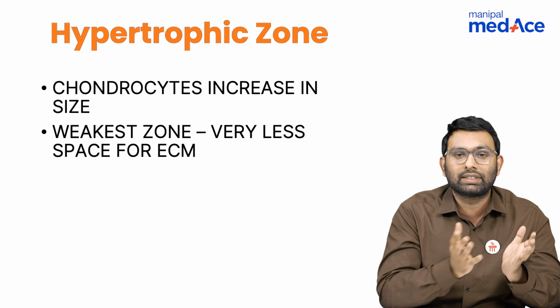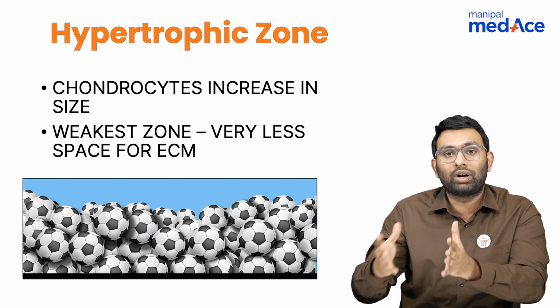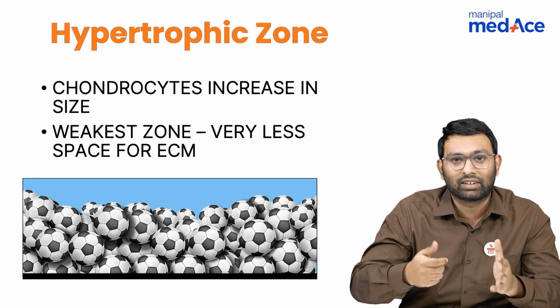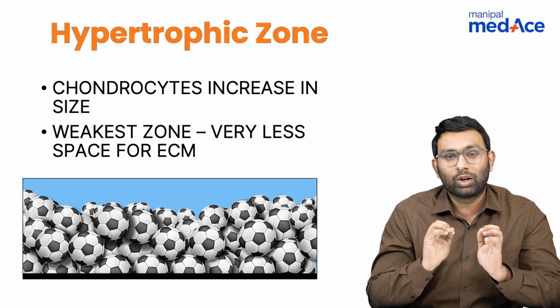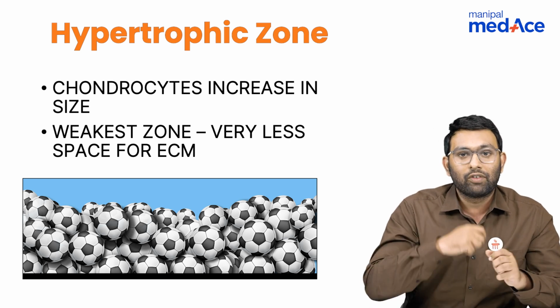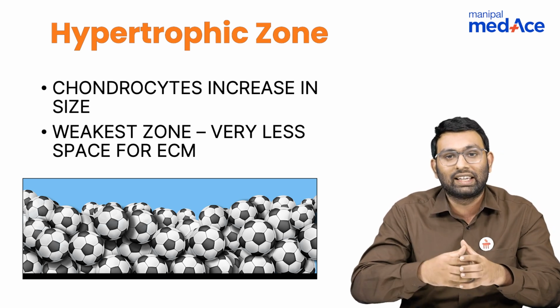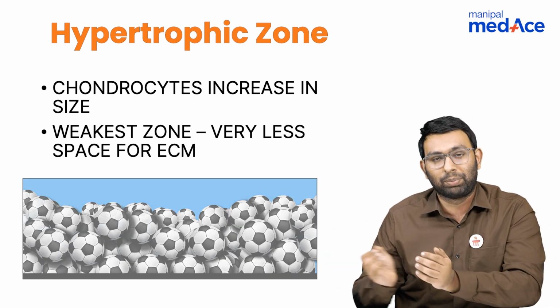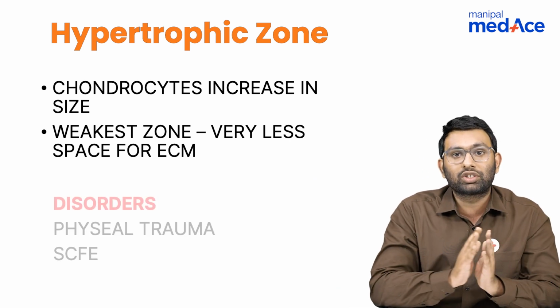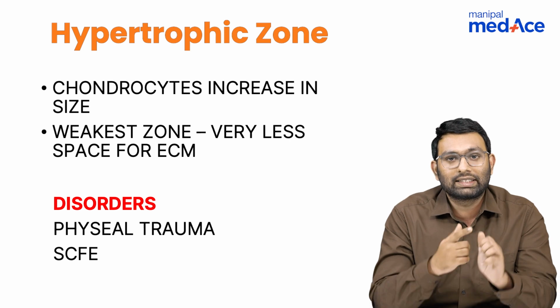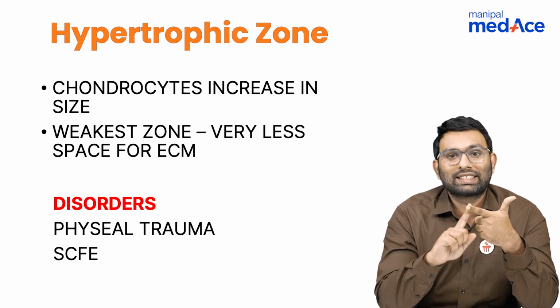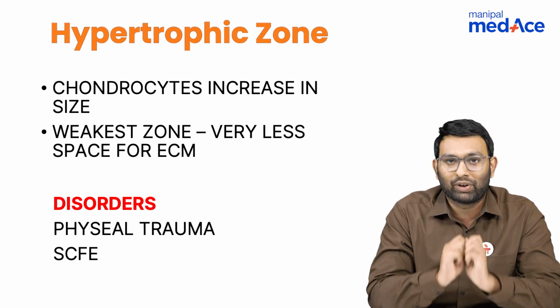And how can you remember this? You can remember this as a football template that has been filled with air. It is getting inflated. Now what can go wrong here? In this phase, whenever you're filling air to a football, it can either burst or it can slip away. And similarly, the disorders occurring in the hypertrophic zone is either physeal trauma or slipped capital femoral epiphysis.